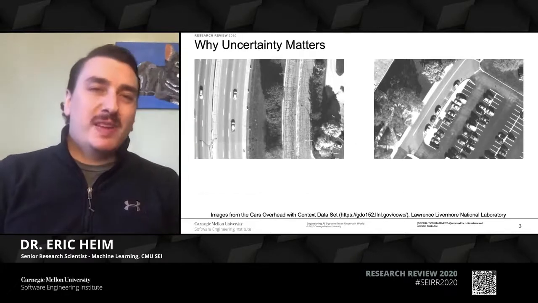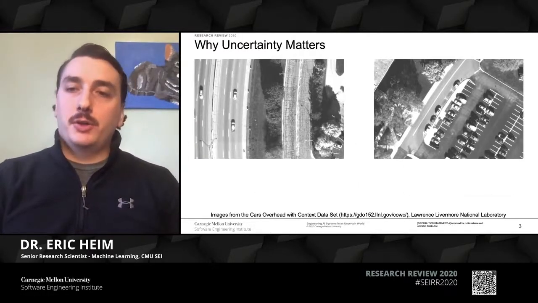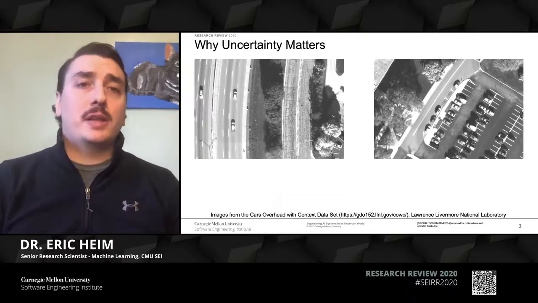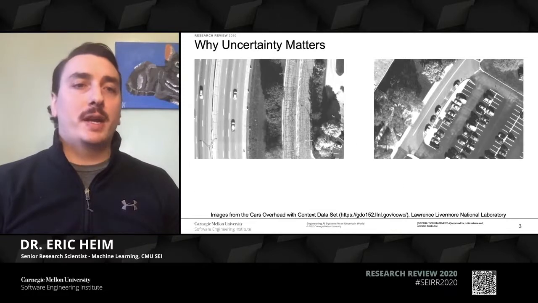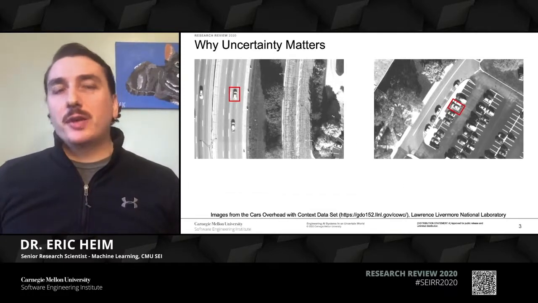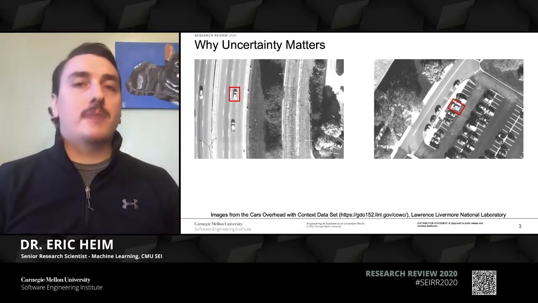So I'm going to use this illustrative example to illustrate what I mean by uncertainty in machine learning predictions and why they're important. So imagine you are an intelligence analyst trying to find a particular car from overhead imagery. This is something that machine learning is actually pretty well suited to do. So modern object detectors can conceivably do this task.